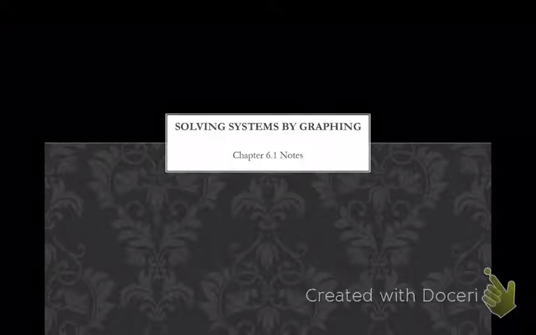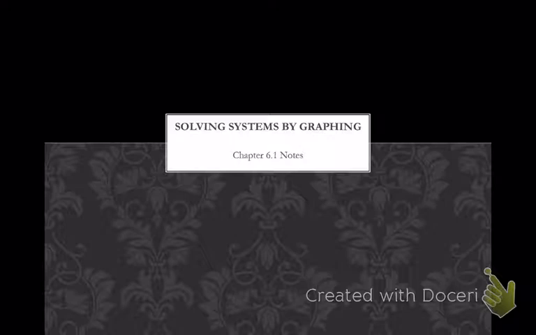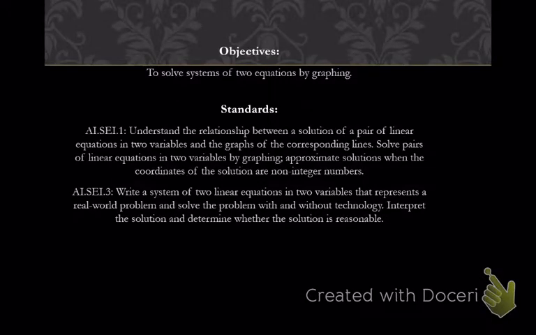All right, so we're going to turn our attention to systems of equations now, and in particular, how to solve them. There are three different ways we can solve systems of linear equations, and we're going to talk about the first method, which is graphing, today. By the time we're done here, you should be able to solve a system of two equations by graphing.